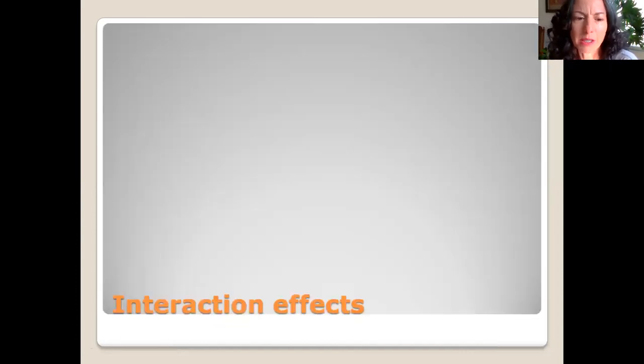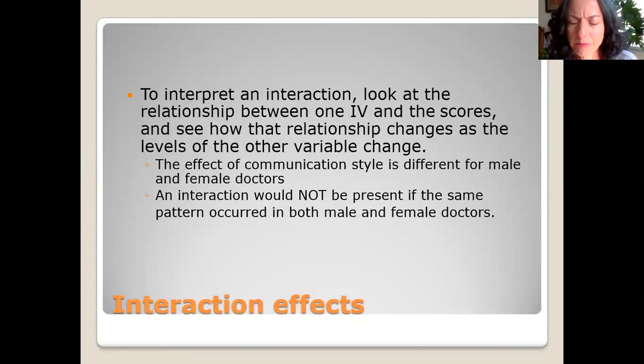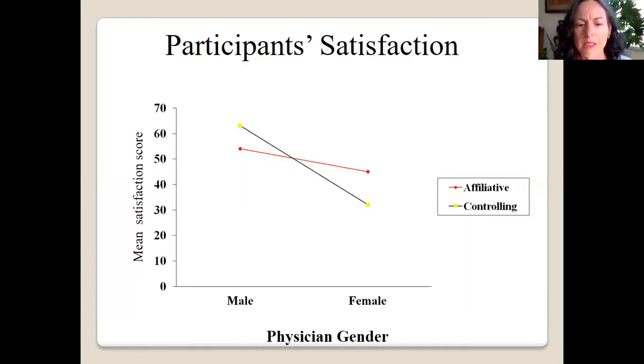So let's take a look again at that interaction. So the interaction is the relationship between one independent variable and the scores, and how it changes as the level of the other independent variable changes. So, for example, the effect of communication style is different for male and female doctors. So remember, the male doctor did all right with that kind of controlling, not so friendly communication style. If the effect of communication style was the same for both male and female doctors, where they always did better when it was affiliative, for example, then that would not be an interaction. So let's take a look at the interaction there.